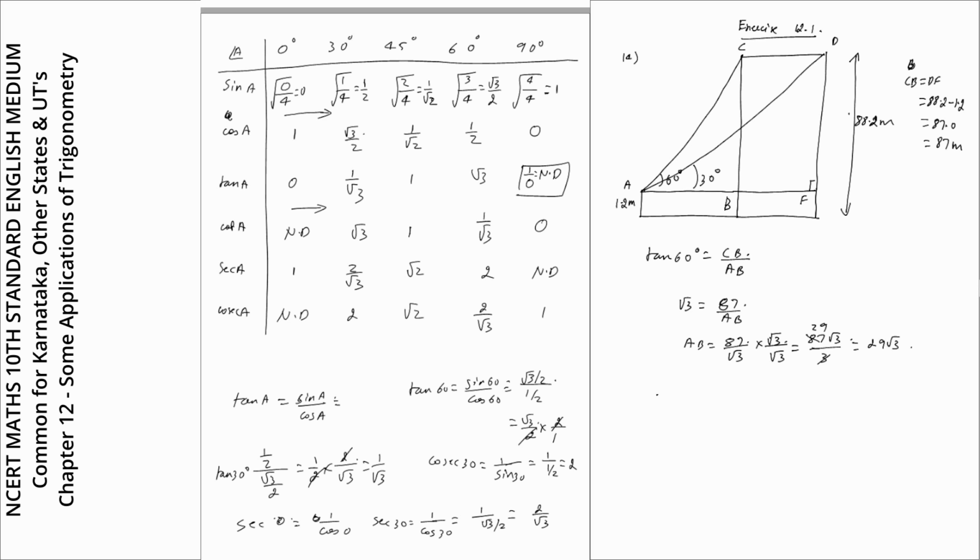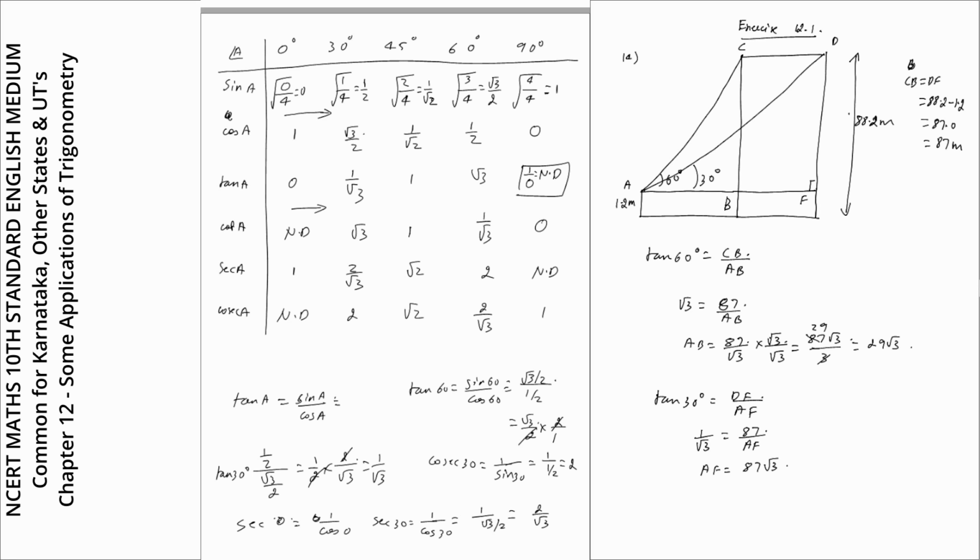Now what is tan of 30 degrees? Tan of 30 degrees is equal to opposite by adjacent, that is DF by AF. What is the value of tan 30 degrees? It is 1 by √3. So this is equal to DF, which is 87, we found out, by AF, therefore AF is equal to 87 into √3.